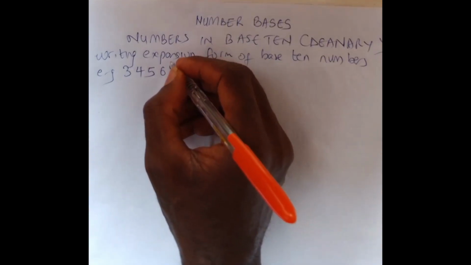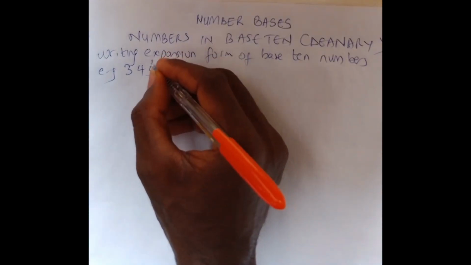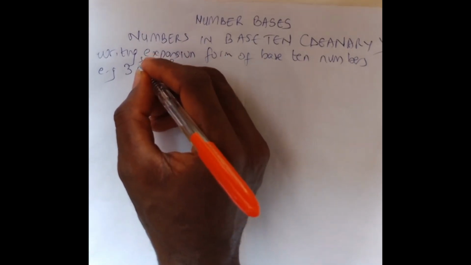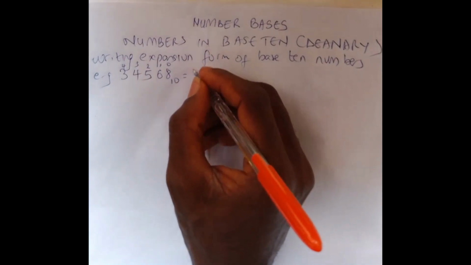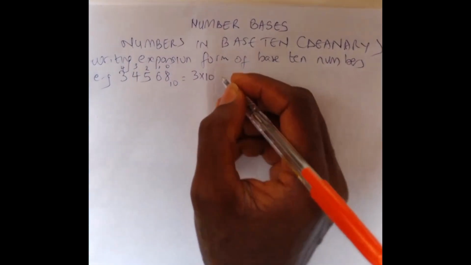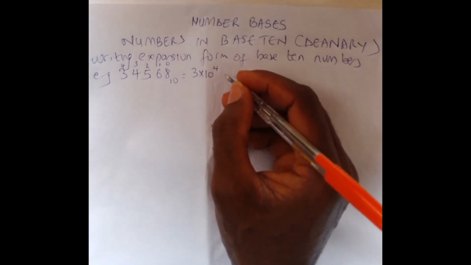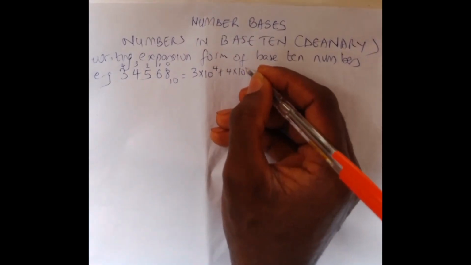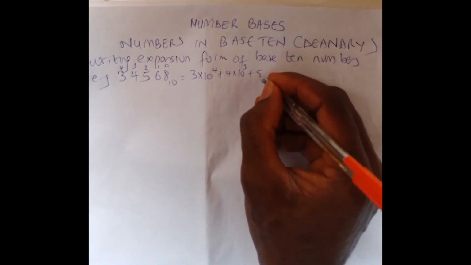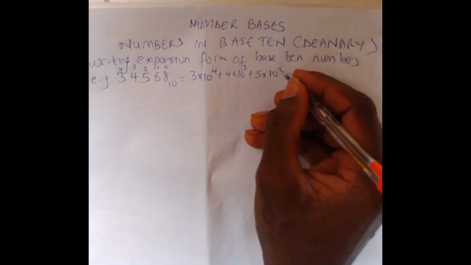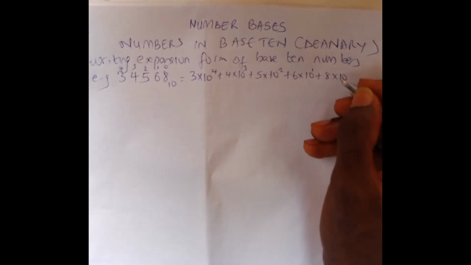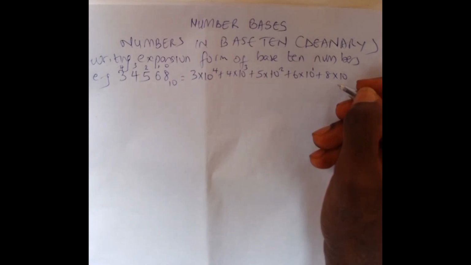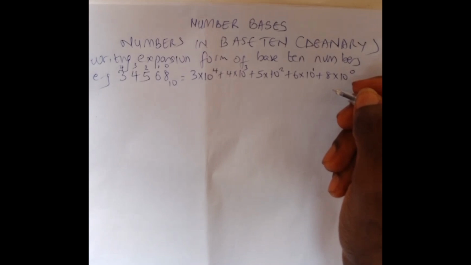First of all, we write 0, 1, 2, 3 and 4. And let's expand that. You see 3 times 10 raised to the power of 4 plus 4 times 10 raised to the power of 3 plus 5 times 10 raised to the power of 2 plus 6 times 10 raised to the power of 1 plus 8 times 10 raised to the power of 0. Now this is just the expansion form of this number.